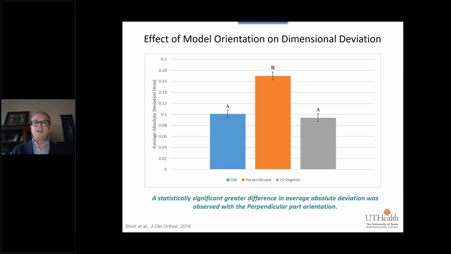So we applied the same metrology tools, and we found that in this particular case, the perpendicularly oriented models presented with greater absolute deviation, so greater dimensional deviation, compared to the flat and a 20-degree offset orientation, which were not statistically significantly different from each other. But all three groups presented overall deviations that were less than 0.2 of a millimeter on average, and that is within what has been reported to be a clinically acceptable tolerance limit for many orthodontic applications.